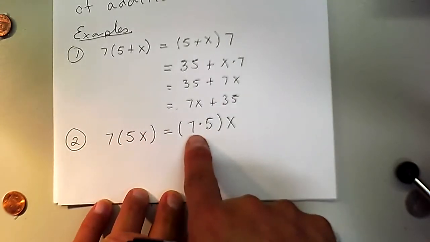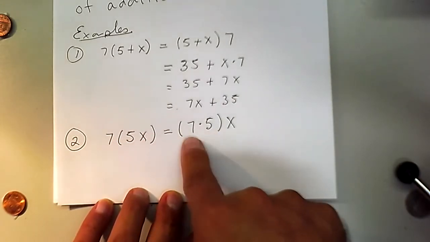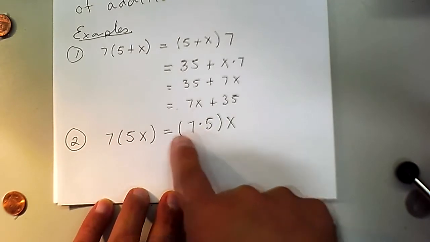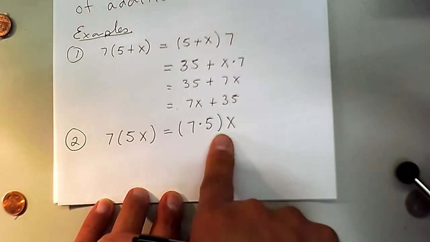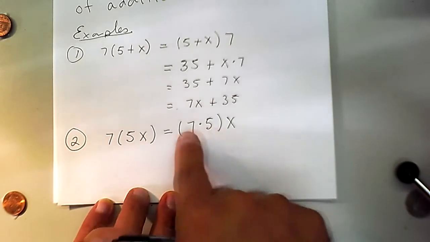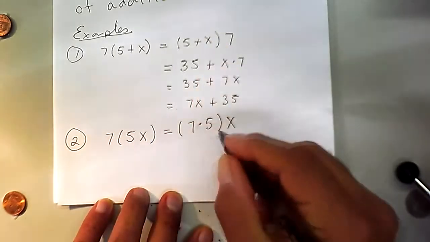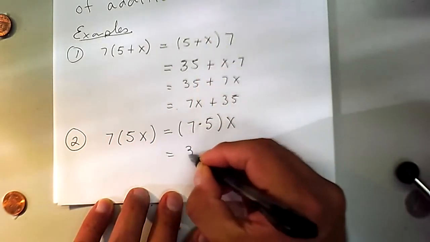Well, technically speaking, we have to reassociate in order to multiply the 7 with the 5. So we apply the associative property of multiplication. Then we multiply those two numbers out. So that's going to give us 35x.